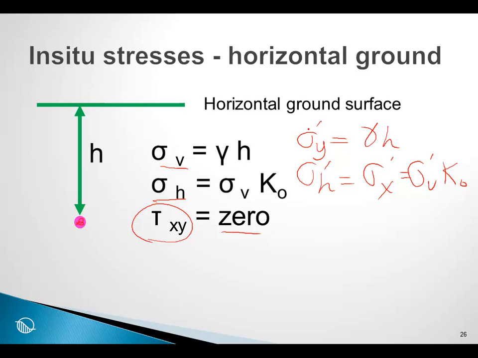So the key here is that tau xy is 0 when we have a horizontal ground surface. And we can make use of this in computing the stresses in the ground for K0 conditions, and that is because this is 0.